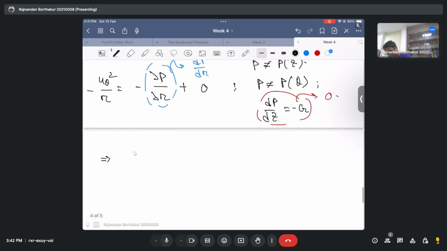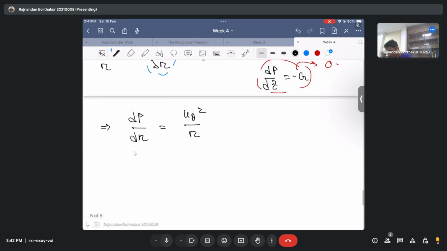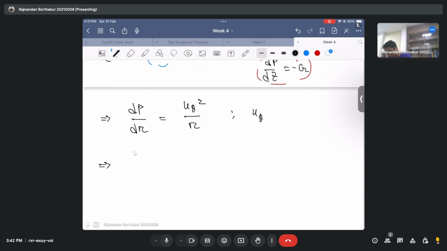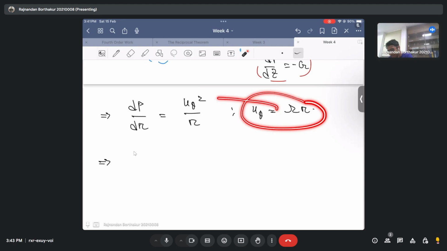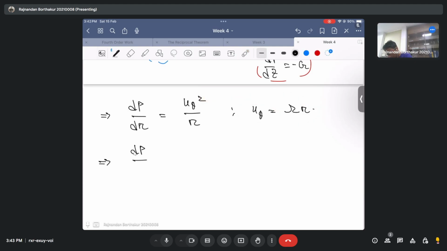And then I can just say that under these circumstances, when my velocity is just u theta, my dp by dr is equal to u theta squared by r. And I know that my u theta is just omega r. Either I consider the first case or the second case. The first case, as I repeat, was the finite rotation of the two cylinders bearing the same angular velocity, and the second case was that there is no inner cylinder and the outer cylinder just rotates with some omega. In these two cases, I saw that my u theta is just omega times r. So if I substitute this here, I can say that my dp by dr is equal to omega squared r squared.